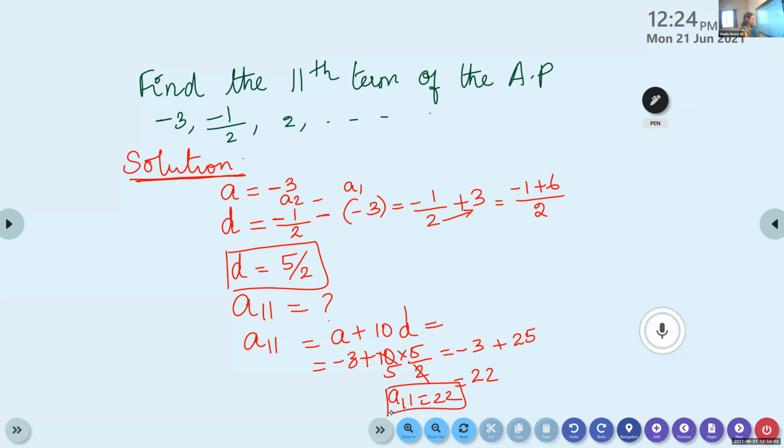Okay. A11 is A plus 10 into D. Substitute the values and we find the value.